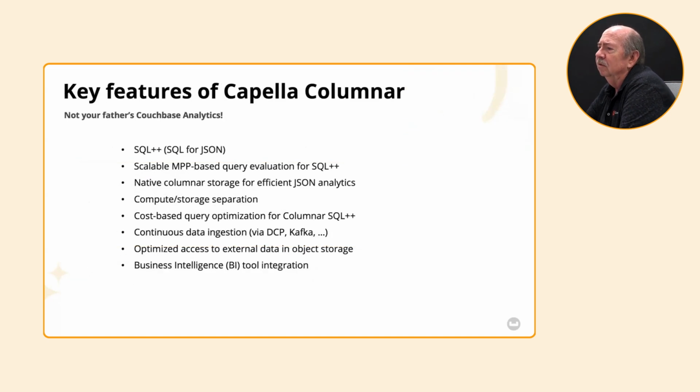So what are the key features of Capella Columnar? Some of you watching this video may be familiar with a previous generation of our technology called Couchbase Analytics, which allowed you to do JSON analytics for data in the Couchbase platform, Couchbase Capella, and the on-prem offering. What Capella Columnar brings is the language SQL++, SQL for JSON, a scalable MPP-based, partition parallelism-based query evaluator for SQL++. And now we have native columnar storage for JSON analytics, and I'll explain what that means. Columns and JSON might sound funny together, but I'll clarify what that means.